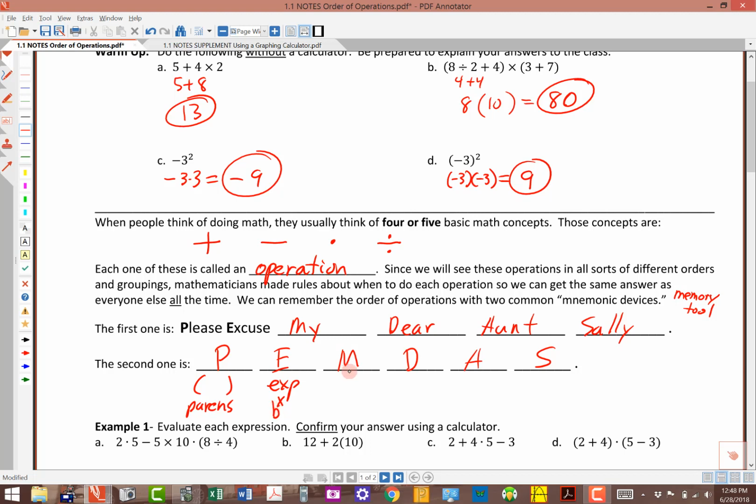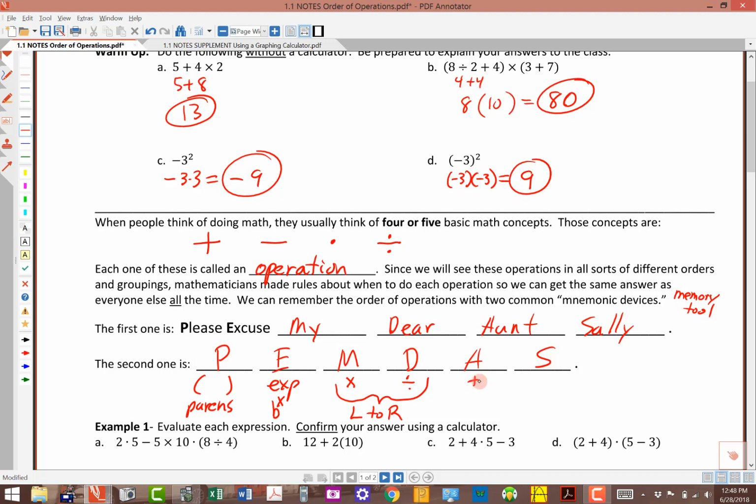When we talk about multiplication and division, I'm going to do something special right here. I'm going to put a little bracket underneath these, and I'm going to put L2R. Multiplication is not more important than division. We always do these in the order that they come to them. So whichever one comes first from left to right, that's what we do first.